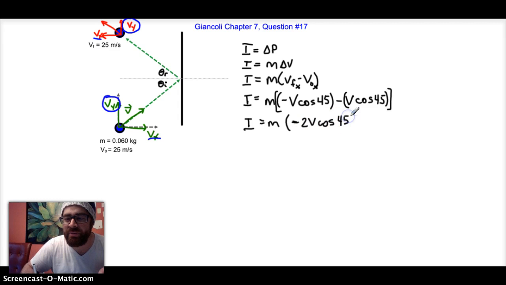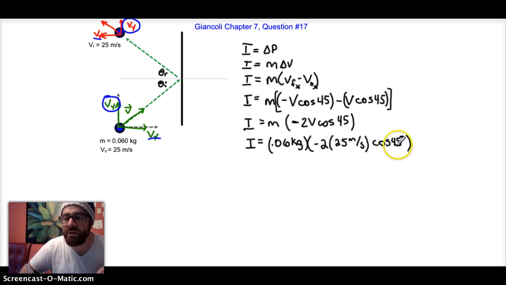If you want to, you could have plugged numbers in earlier and you would have eventually got there. And so now the impulse is given to me by multiplying the mass, which is 0.06 kilograms, and I'm going to multiply it by negative 2 times the velocity, the speed in this case, which is going to be 25 meters per second, times the cosine of the angle 45 degrees. When I run that through my calculator, I'm going to get something that's negative. Of course, that negative sign is going to carry forward into my answer. I get negative 2.1.